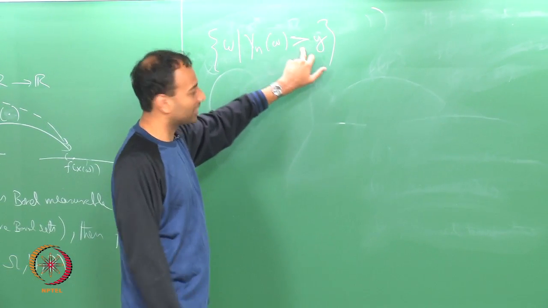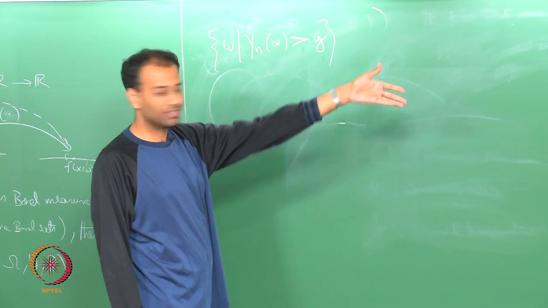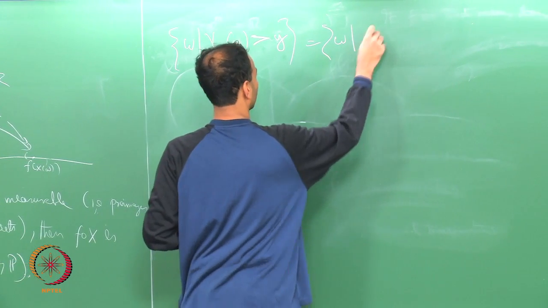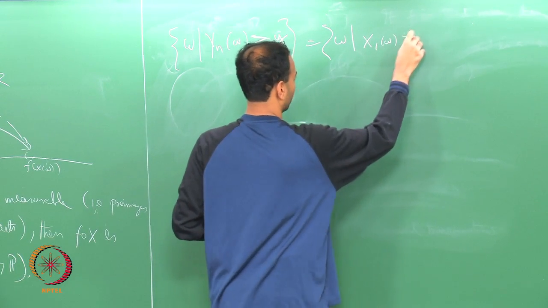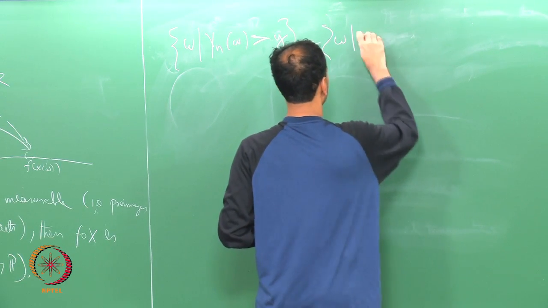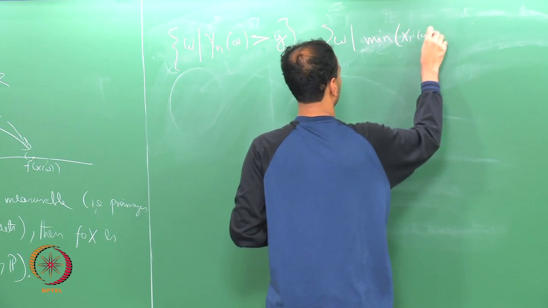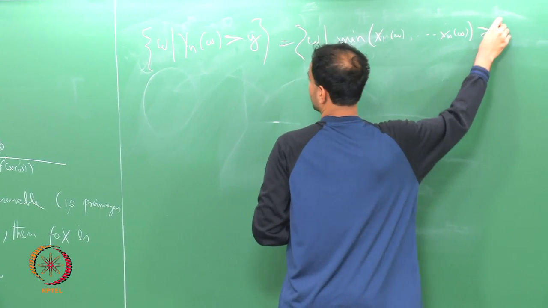And why am I taking greater here? Because I'm dealing with the minimum, right? Eventually, I'm going to write omega such that, well, first I should write, minimum of X1 of omega dot dot dot Xn of omega greater than y.